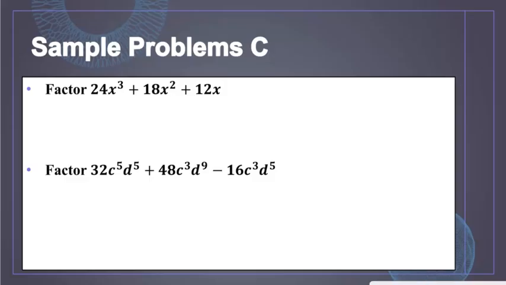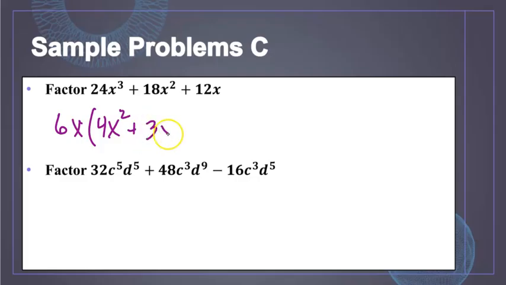And our last ones. Here, 24, 18, and 12. I can factor out a 6, which would be the biggest number I can divide out of all 3 of them. I have an x in all of them, and the most x's I can take out of all 3 would be 1x. 24 divided by 6 is 4. This would be x squared plus 3x plus 2.